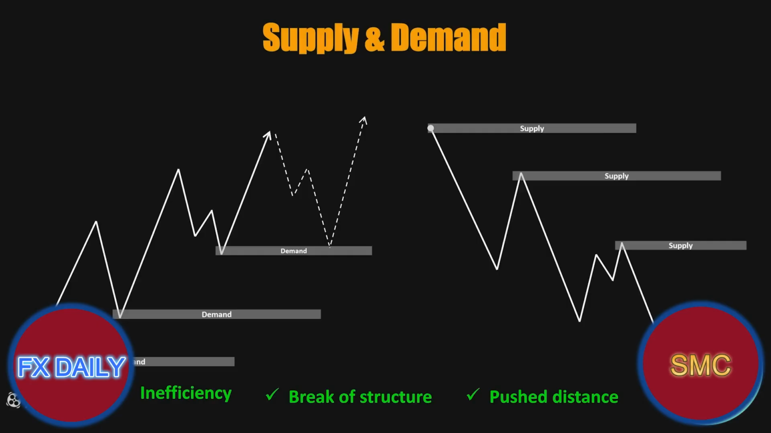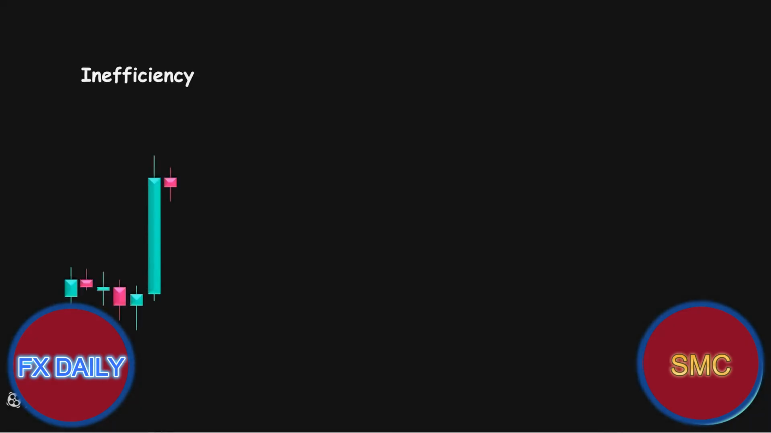The three important signs are confirmation of the validity of a price zone: inefficiency, break of structure, and push distance from the zone from which the price has moved. Each of these is like a strong clue in order to know whether we are dealing with a high-quality zone or not. First of all, inefficiency.